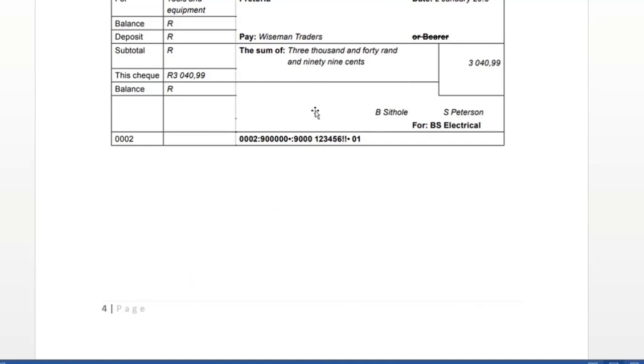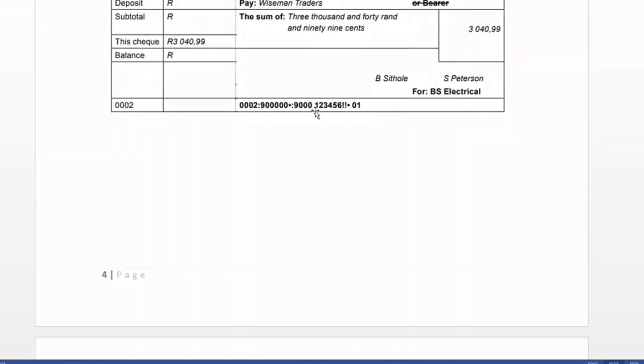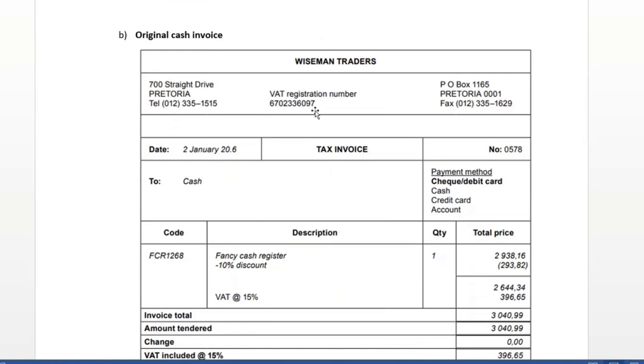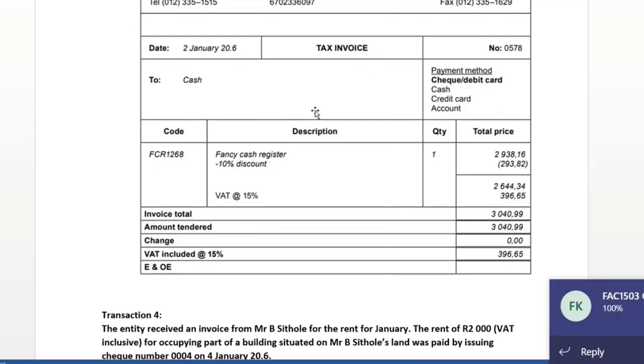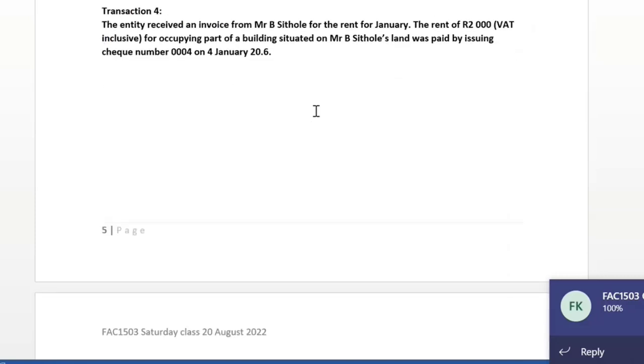This is the original. And what are the source documents? Desiree is saying the check counterfoil is an internal source document and the original tax invoice is an external source document. Do you agree with Desiree? Okay, Faith, 100% agree. Okay, let's do transaction number 4.